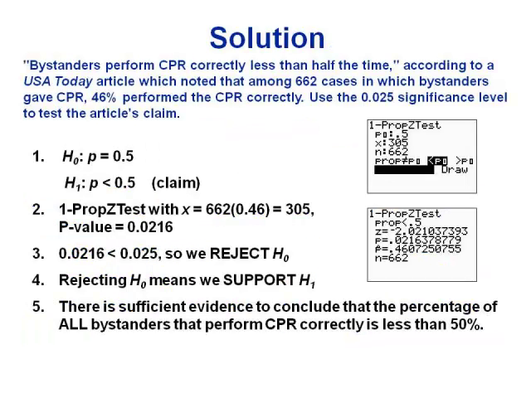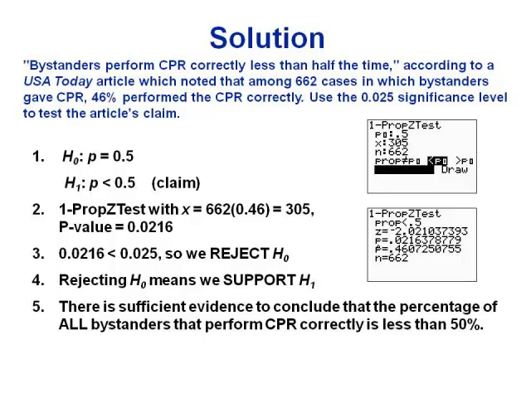So then let's walk through the 5 steps. The first step is to set up the hypotheses. Our claim is that the percentage is less than half, so that goes in the alternative. Our alternative hypothesis is p less than 0.5. That makes the null p equal to 0.5. Okay. The second step is to put that in the calculator and get the p-value.